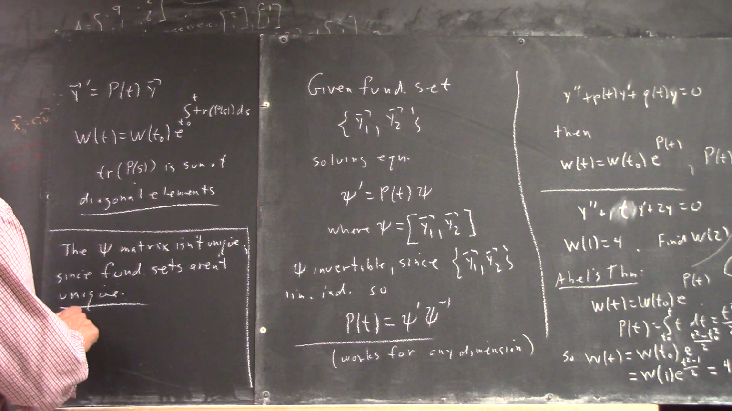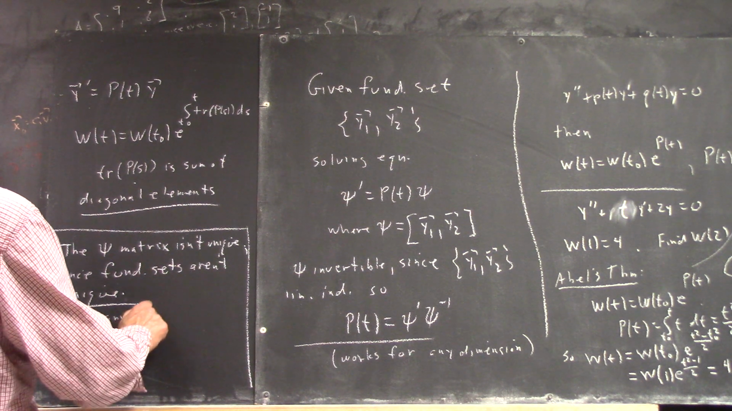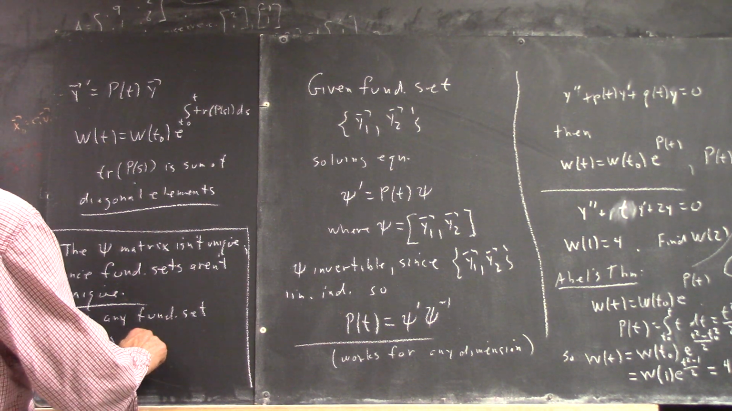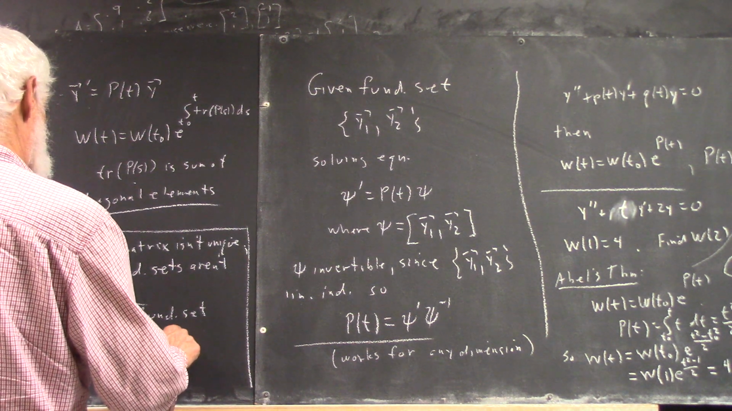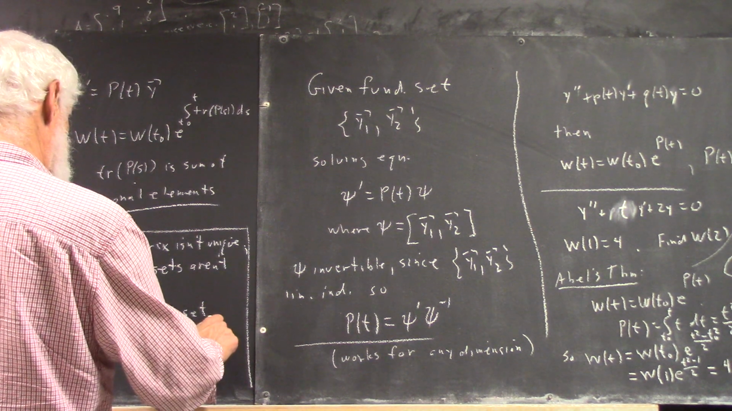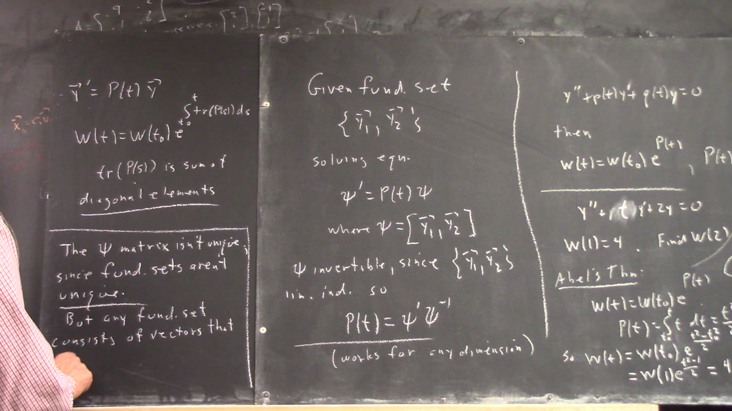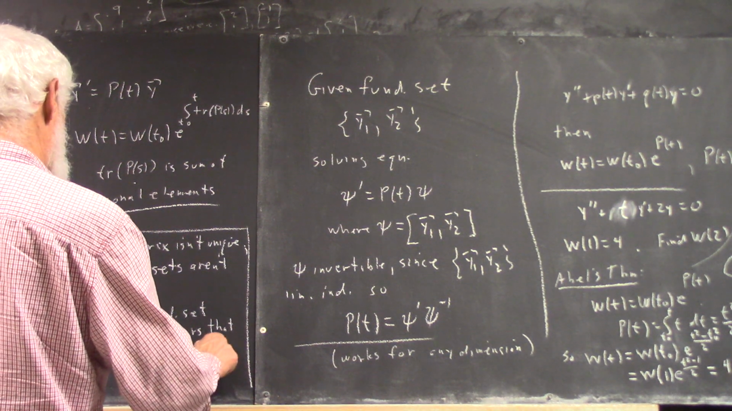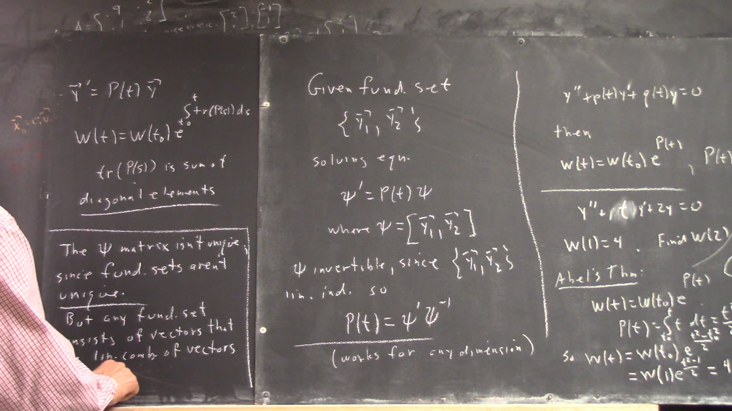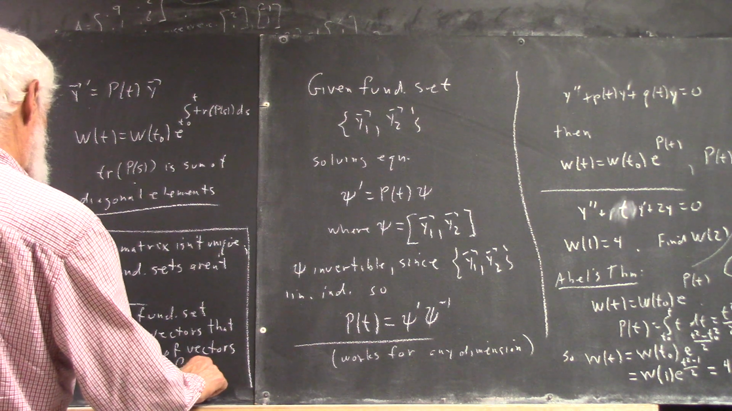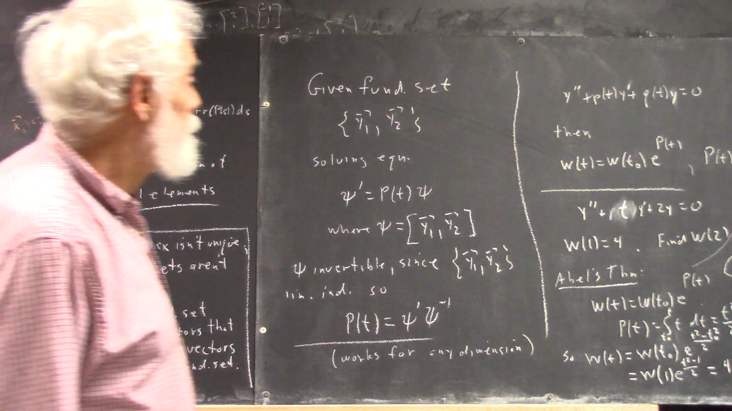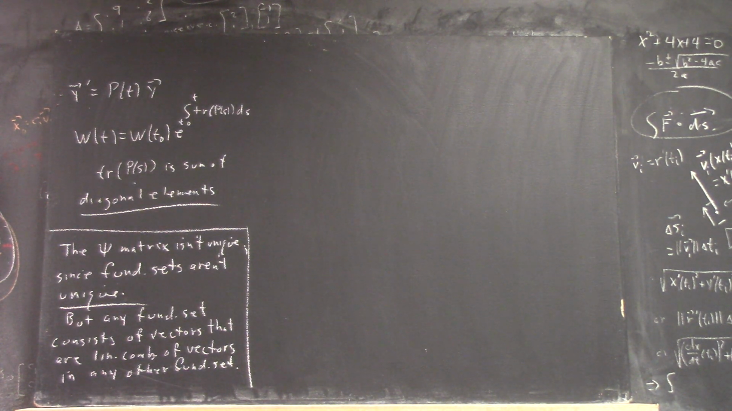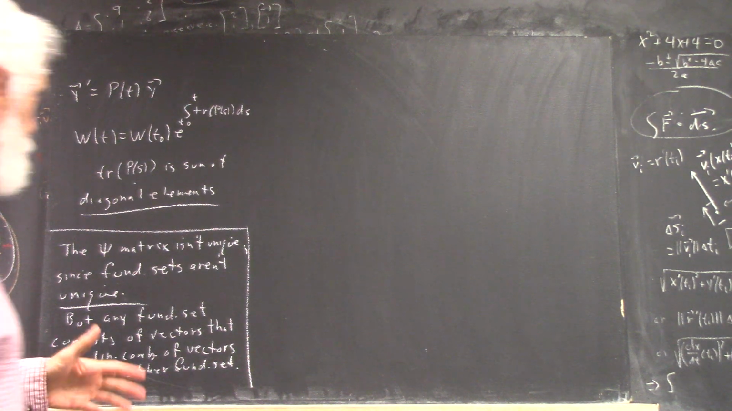But any fundamental set consists of vectors that are linear combinations of vectors in any other fundamental set. It follows that there's an invertible matrix that connects every fundamental set, any fundamental set, to any other.